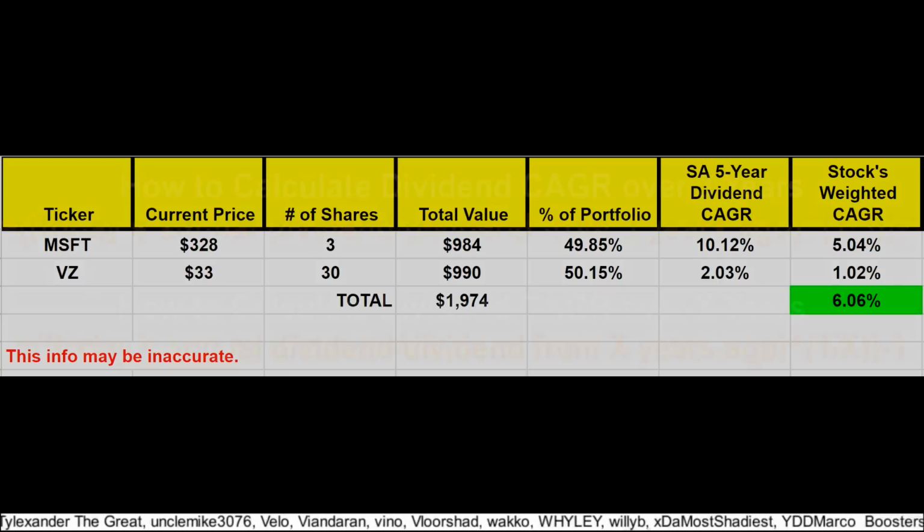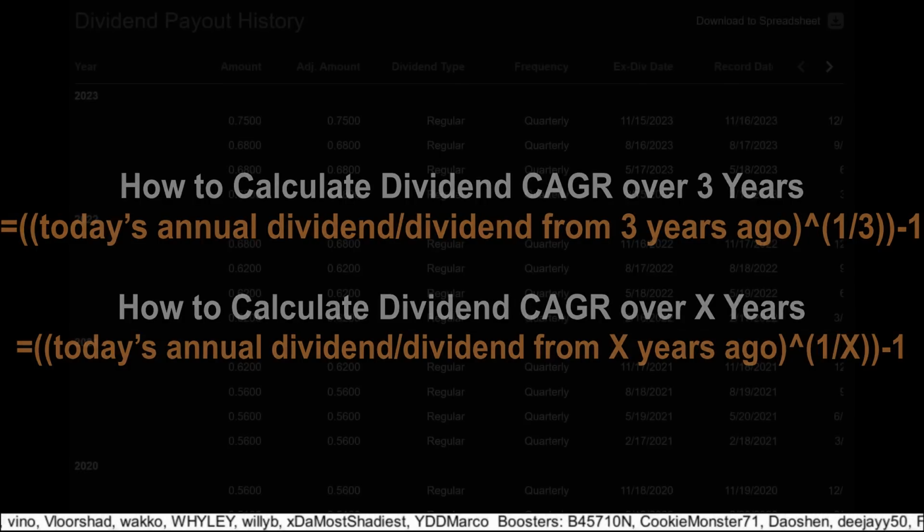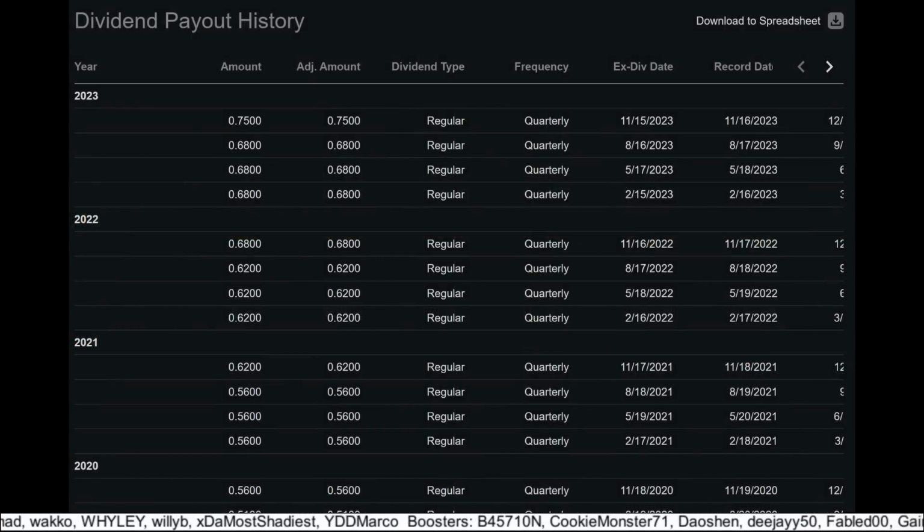Well, the formula looks like this. It's today's annual dividend divided by the dividend from 3 years ago, to the power of 1 over 3, minus 1. Let's use Microsoft's dividend history on Seeking Alpha to look up historical amounts. So here it shows us that Microsoft recently paid out 75 cents per share. 3 years ago in 2020, this shows us that Microsoft was paying 56 cents per share.